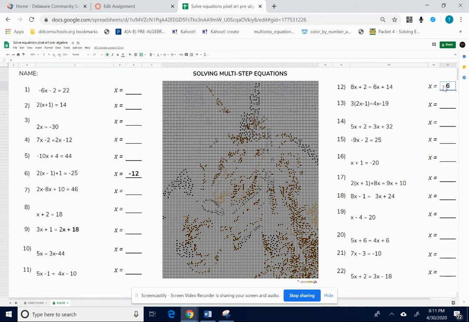Look back above the assignment. I have the steps if you want to look at that. But please contact me if you have any troubles at all. But when you're all done, you'll get a really nice picture. Okay, good luck.